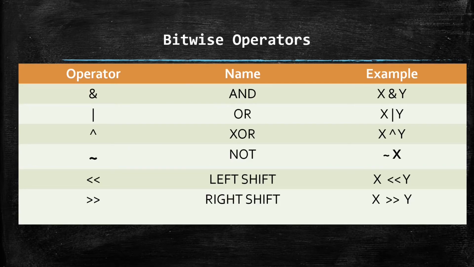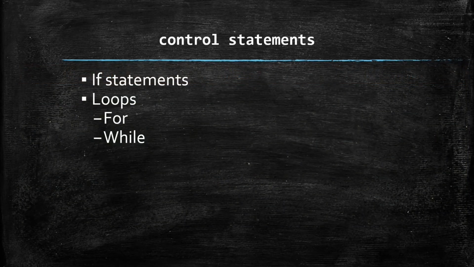Let us go to the next topic of our tutorial, control statements. In control statements, we will see if statements and loops. In Python, we have two loops, for and while. We will see the if statement first.